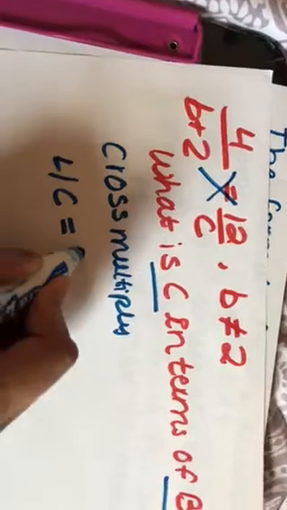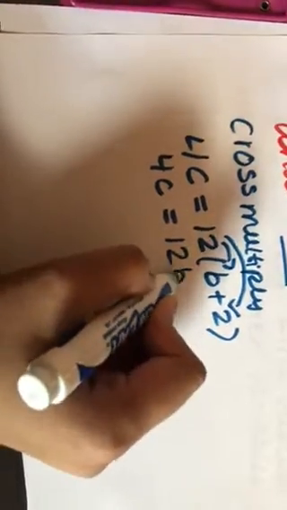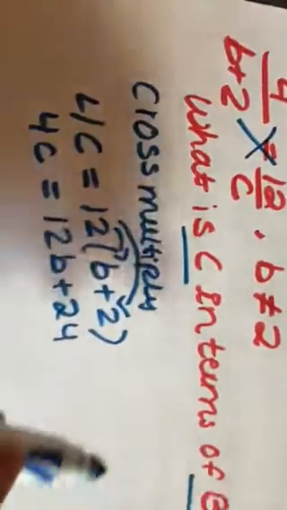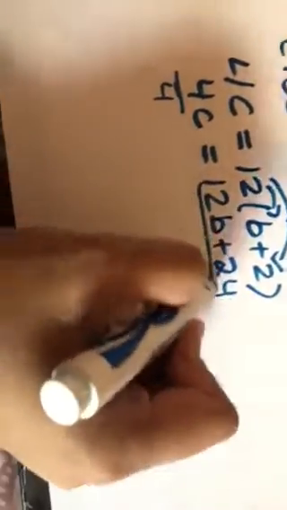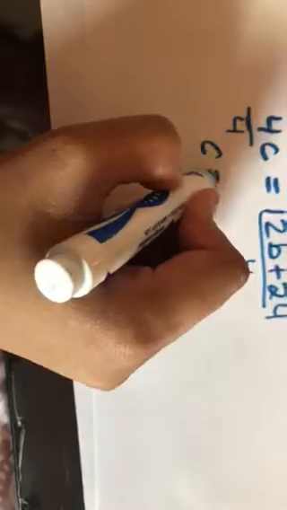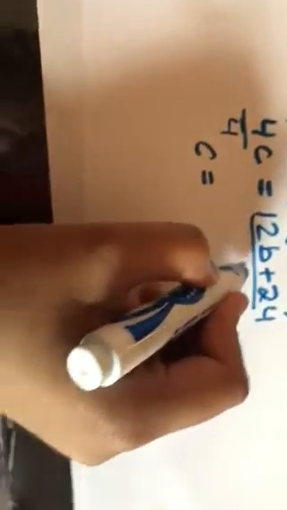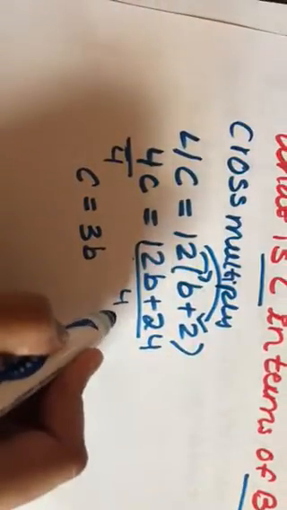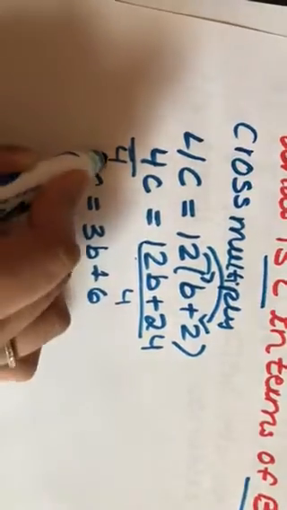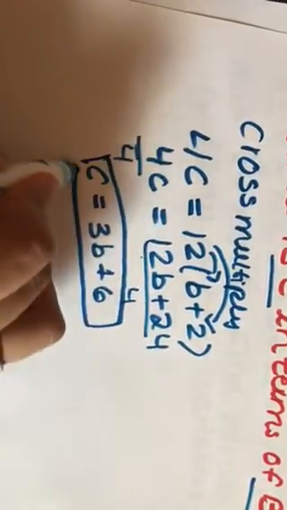4c is equal to 12 times b plus 2. So then you just distribute here. So that's 4c is equal to 12b plus 24. In this case, we want to find c in terms of b, so we divide out the 4. So c is equal to 12 divided by 4, which is 3, 3b, plus 24 divided by 4, which is 6. So c is equal to 3b plus 6, sorry.